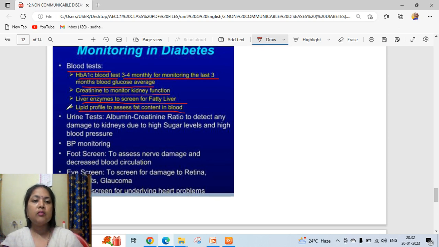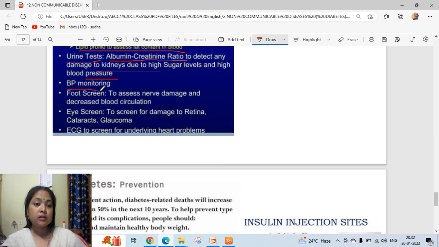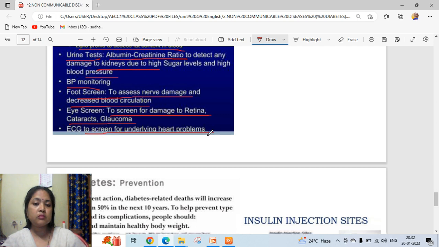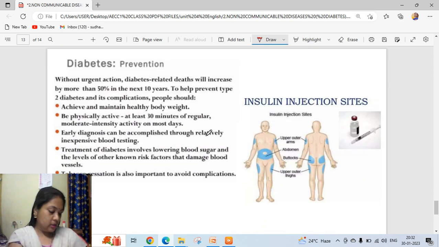Okay. Then we can also detect by urine test, the albumin creatinine ratio, to detect any damage to kidneys due to high sugar level and high blood pressure. Then BP monitoring, then foot screen to assess nerve damage and decreased blood circulation, then eye screen to screen for damage to retina, cataracts, glaucoma, then ECG to screen for underlying heart problems.